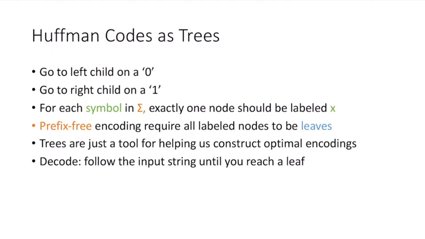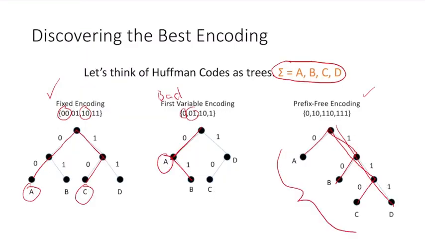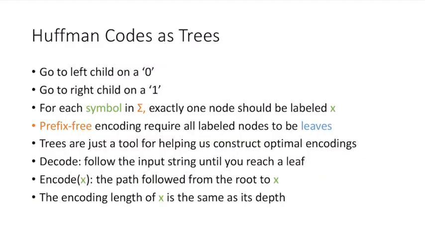And then decoding follows the same exact sort of path. If I find an input of 0, 0, 1, I just go left twice and then 1 to the right, and that should lead me to a leaf where I can pick out the correct symbol. And in encoding, I just follow the path from the root down to whatever symbol. So back on this example, if I wanted to encode a B, I know to get there I have to go right 1 and then left once, which gives me a 1, 0. And then finally, the encoding length of a given symbol is the same as its depth in the tree.